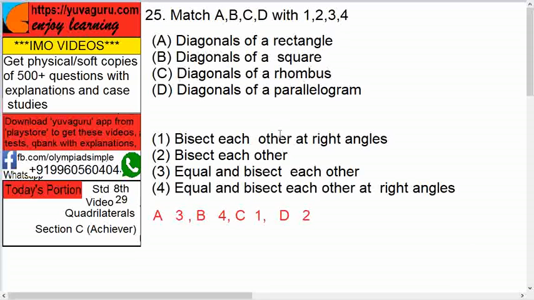So what remains for C? C only 1. Bisect each other at right angles. So that is also correct. Diagonals of a rhombus bisect each other at right angles. And D is 2. So that's it.